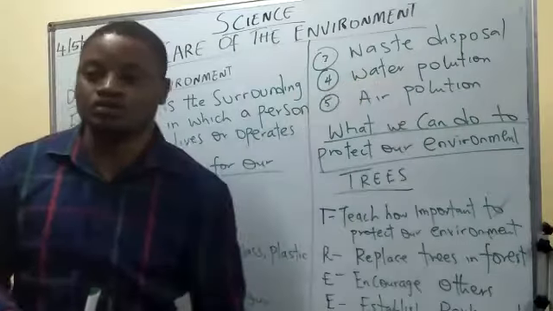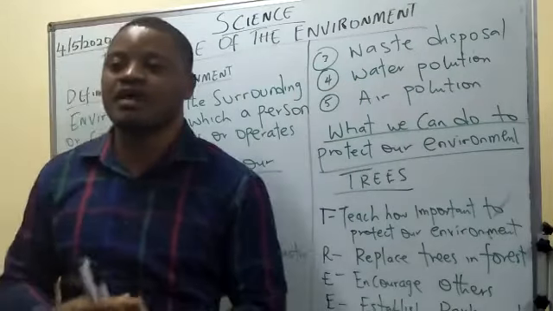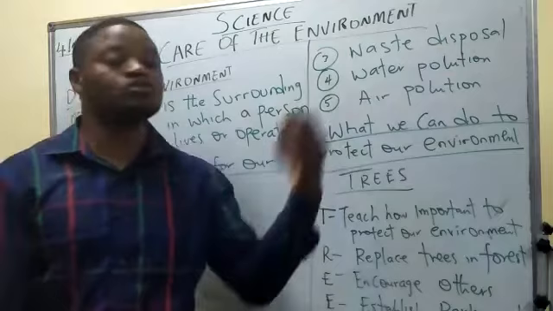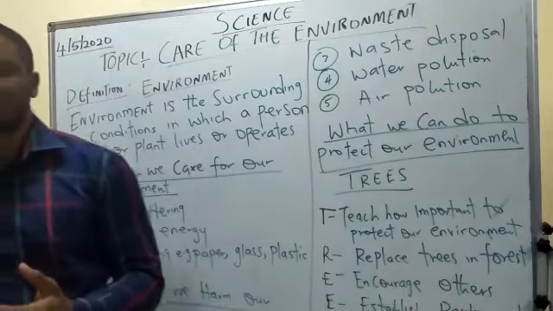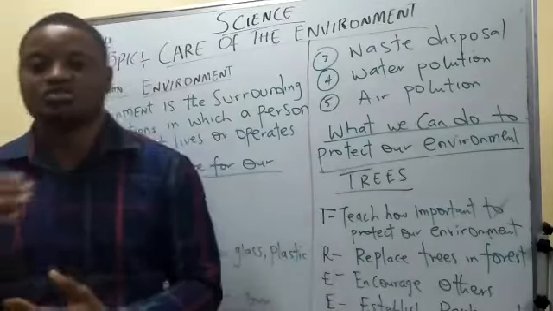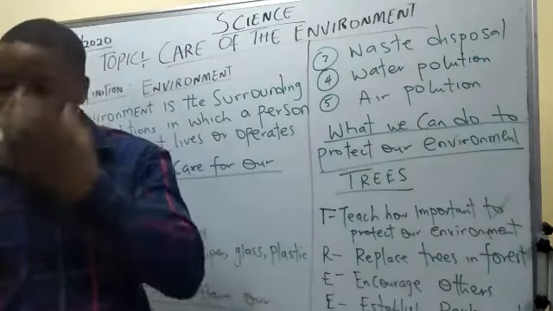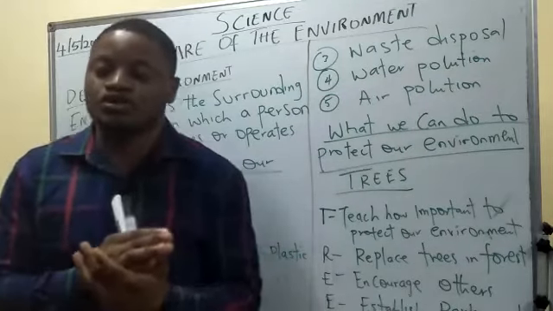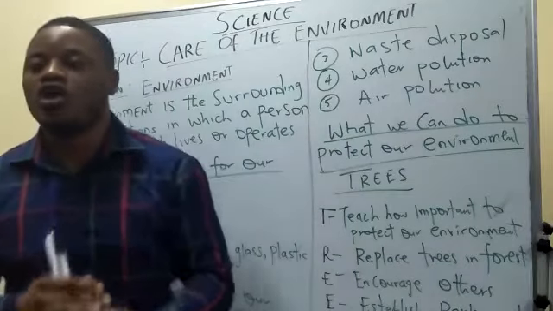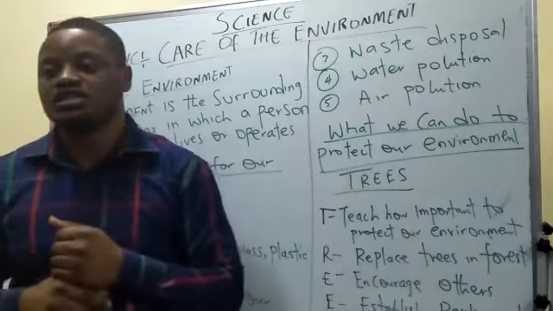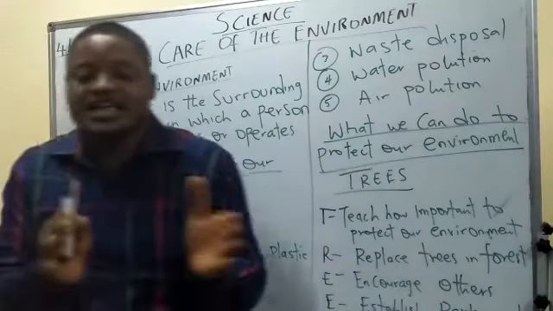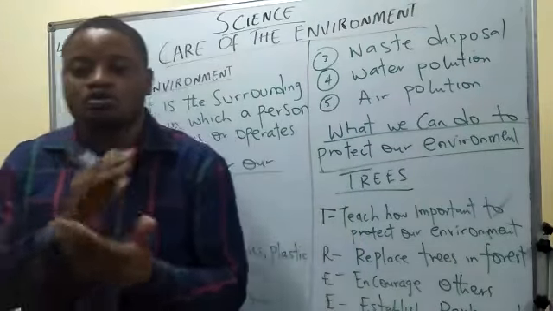Now, water pollution. How do we harm our environment through water pollution? By doing this, maybe you dump waste in the river where everybody drinks from. That way you pollute the water. Or the waste from the factory. Maybe there is a factory near the river where people wash or drink from.